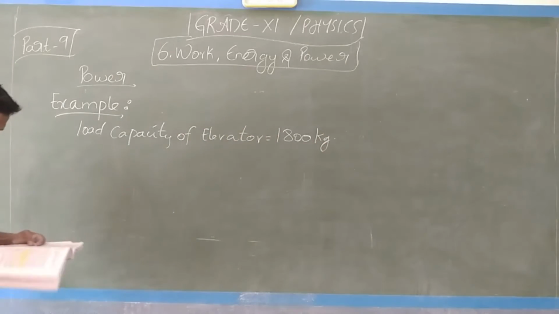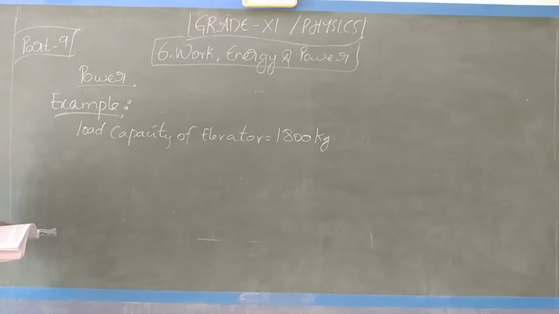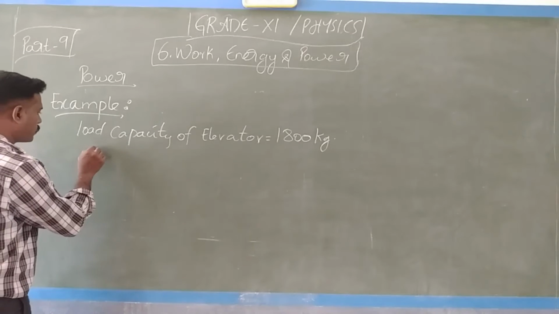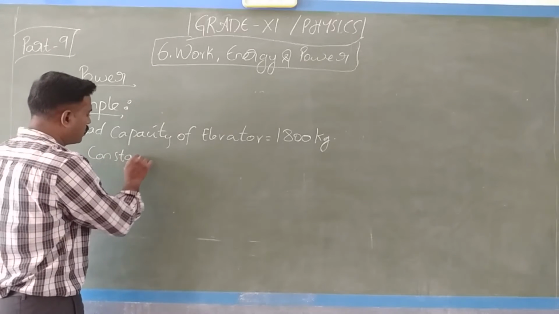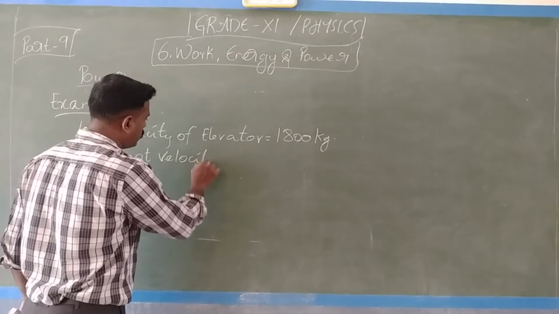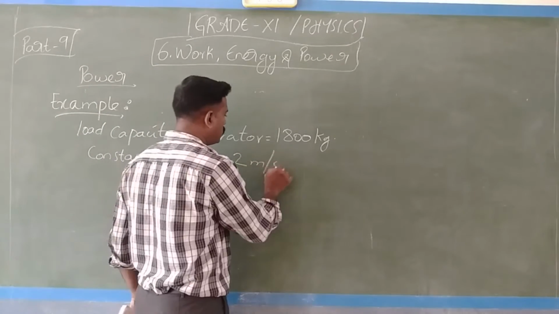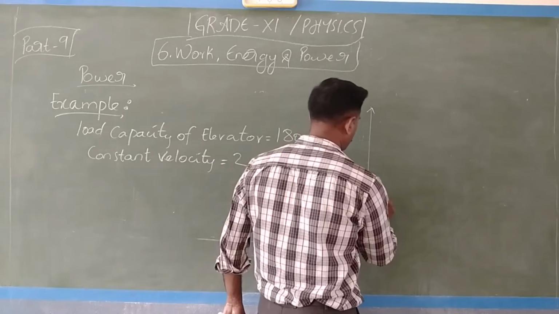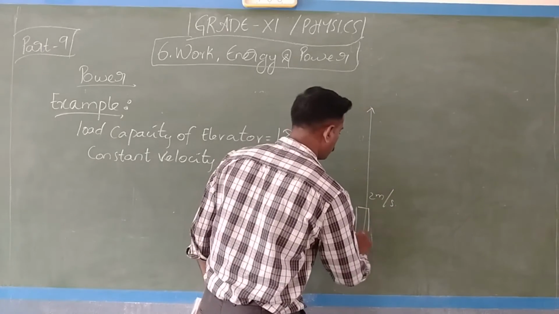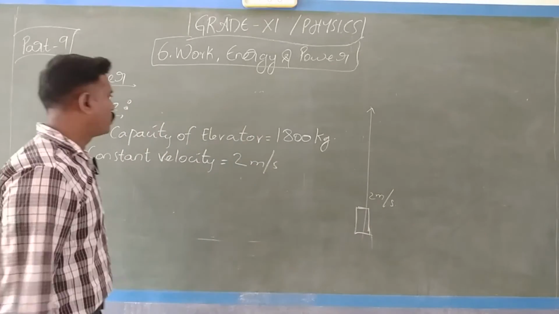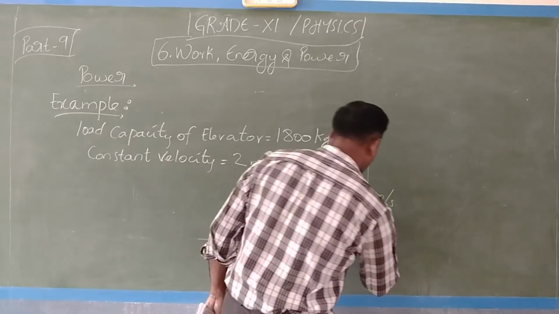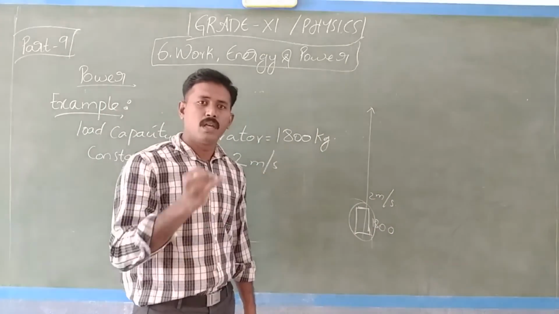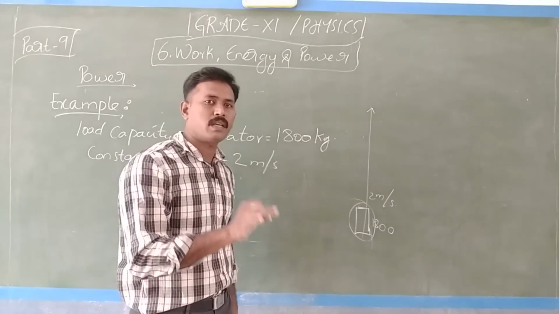Okay, then what is given? It is moving up with a constant velocity of 2 meters per second. So the elevator goes with a constant velocity of 2 meters per second. Now the maximum load is 1800 kg, which is inclusive of the weight of the passengers plus the weight of the elevator.